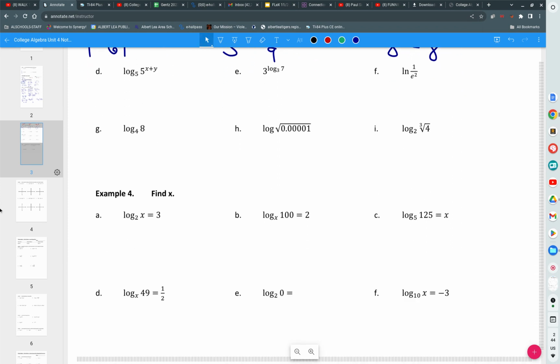So now we can tackle these problems. Log base 5 of 5 to the x plus y. What's going to happen? The 5s disappear, log 5 and 5, and I get x plus y. 3 to the log base 3 of 7. What is that first 3? It's a base. 3 raised to the log base 3 of 7 gives 7. See that? This one, natural log of e to the negative 2. Everybody agree that 1 over e squared is the same as e to the negative 2? Well, these are the same base, aren't they? The base of natural log is e, and I have a base of e, so these disappear. Natural log and e undo each other. I get negative 2 out of that.